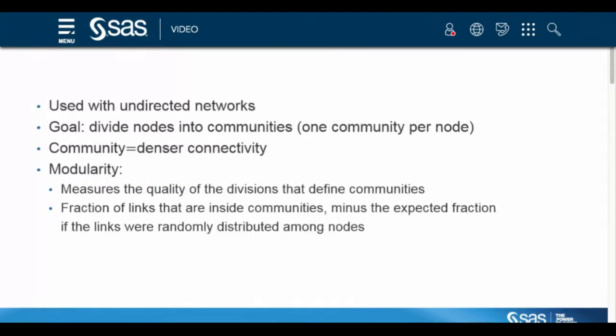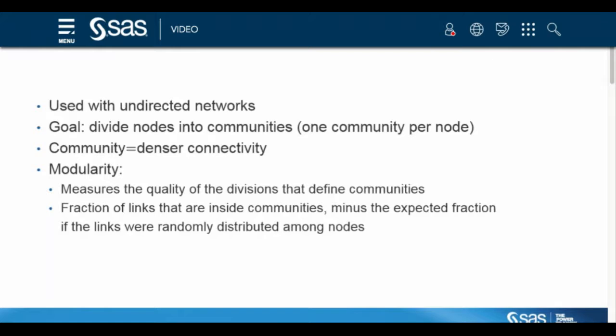Community detection is used with undirected networks. If you want to analyze a directed network, then you will need to convert directed links into undirected links first. There are many ways to process the link weights of A to B and B to A pairs of directed links during this process. For example, averaging the weights or adding them together.